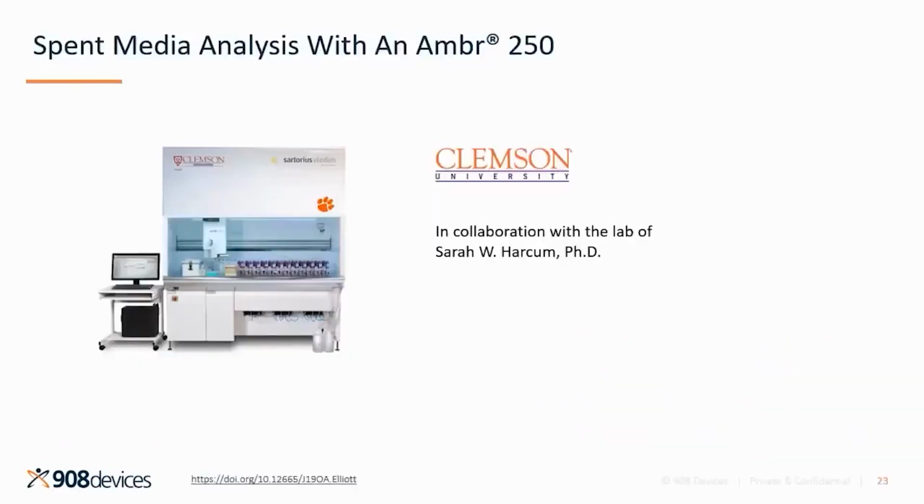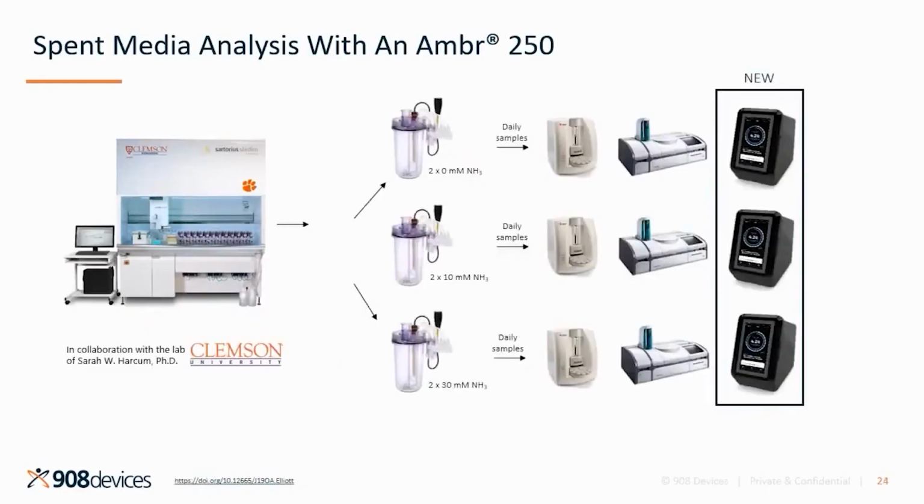Automated microbioreactor systems have decreased the complexity of process development experiments. However, the bioreactor's small volumes, typically less than 250 milliliters, limit the media volume one can extract for daily sampling. In this study, we work with a phenomenal team at Clemson University who has an AMBER 250. Together, we describe the means to analyze spent media taken from an AMBER 250 culturing an IgG1 producing CHO-K1 cell line stressed by various levels of ammonia.